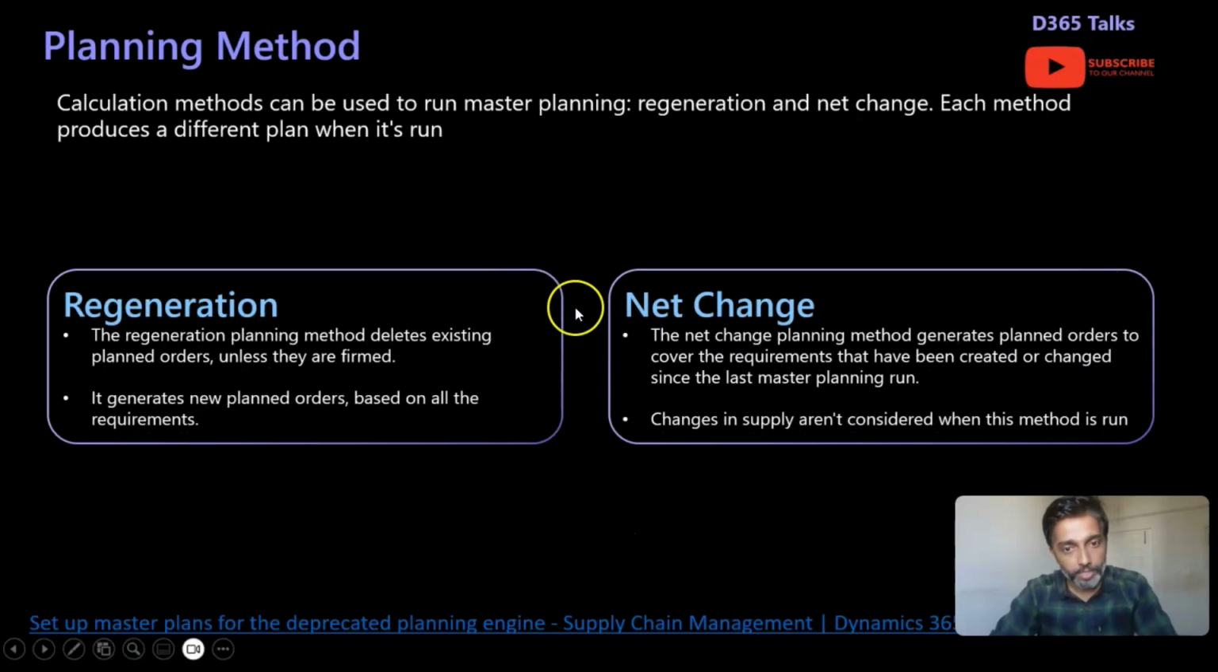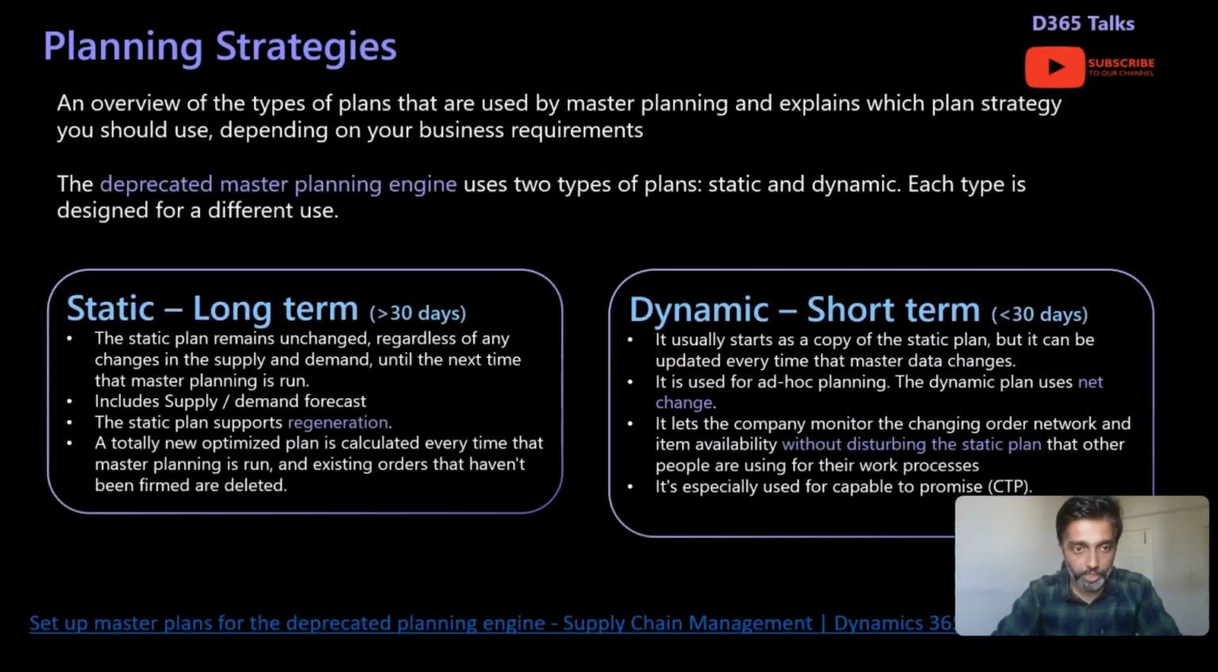So the next concept which we need to understand is, once we generate the plan, how the master planning engine does the calculations. Primarily we will discuss two major areas: one is regeneration and the other is net change. Like I said in the previous slide, regeneration is the planning method used for static, and net change is the method primarily used for dynamic.